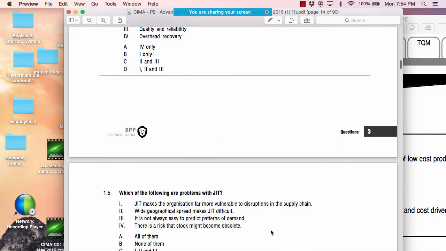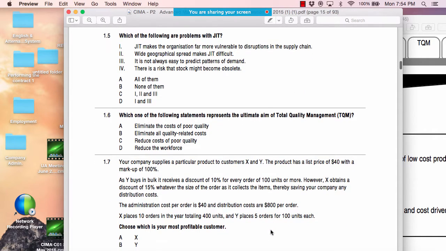Question 1.5. I chose B. None of them. Sorry, no, C. That's the 1, 2, and 3. Okay. And what about you, Elaine? C as well. Yeah, correct. So 1, 2, and 3.